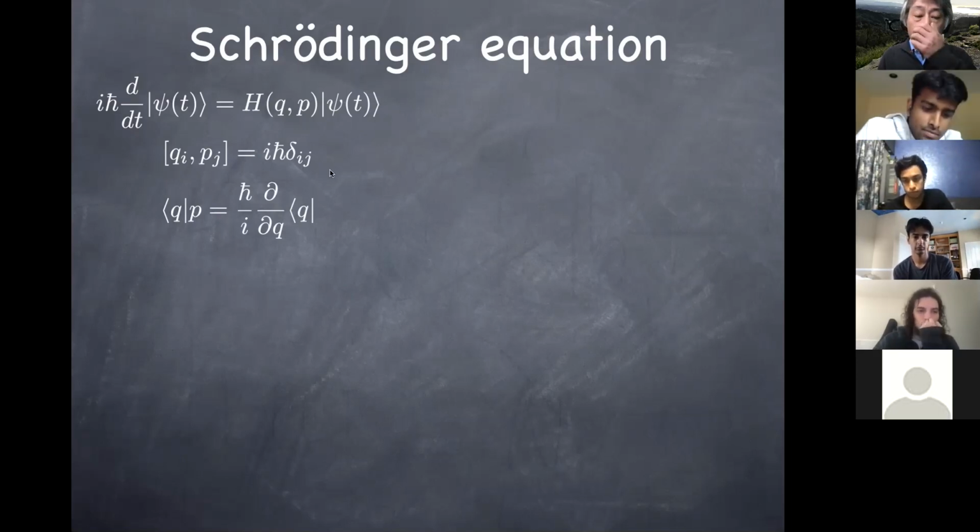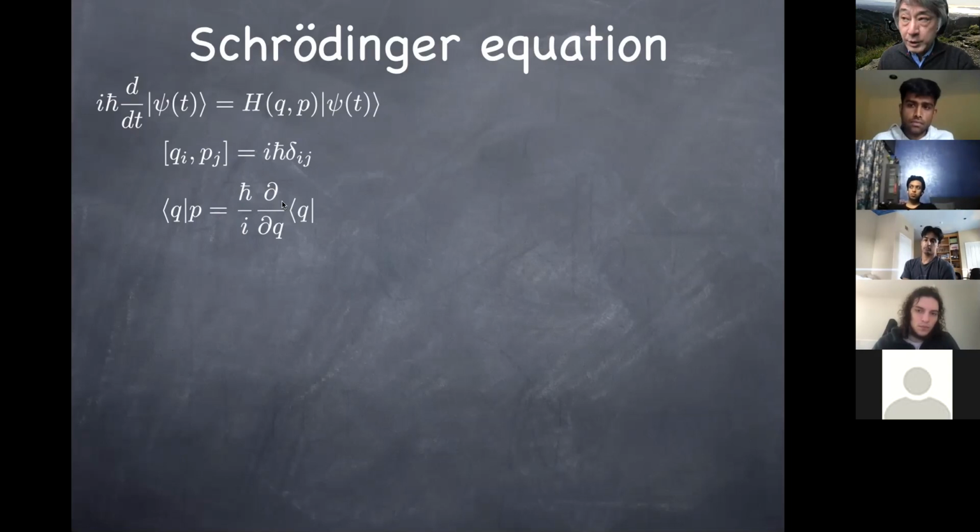So the idea of this quantization by Dirac is that this canonical quantization is given. Once you have a Lagrangian, you derive P, and you set up this canonical commutation relation. And once you have this canonical commutation relation, you know that P is given in terms of this derivative operator with respect to Q, to make sure this canonical commutation relation is satisfied in the space where Q is diagonal, namely where Q is given by this eigenvalue.